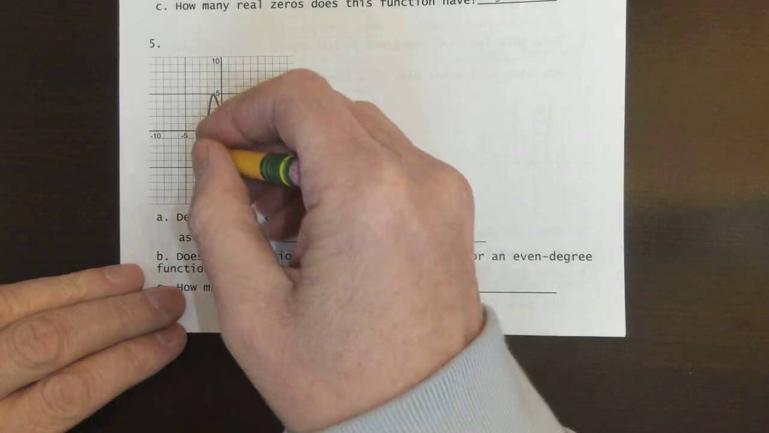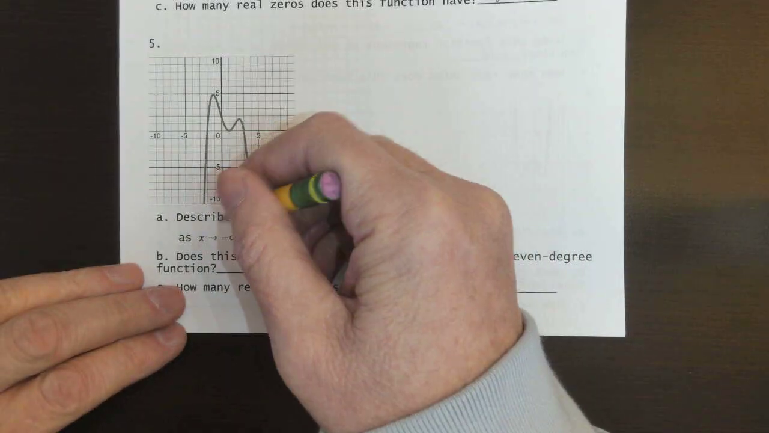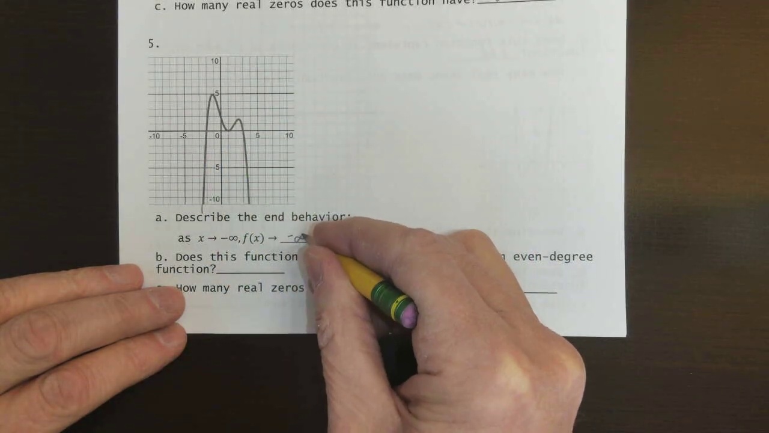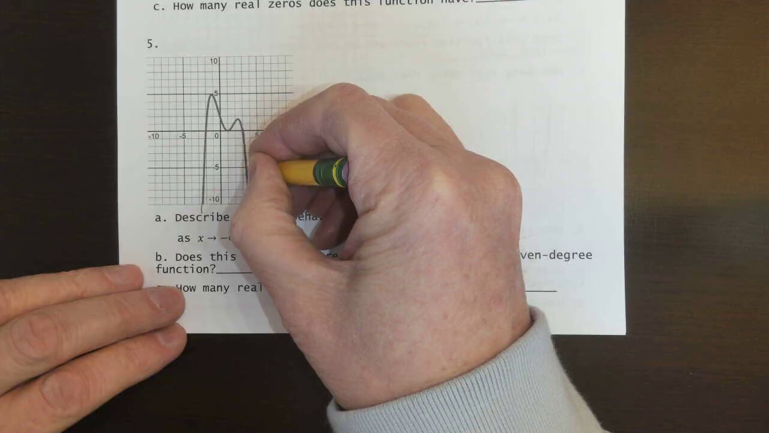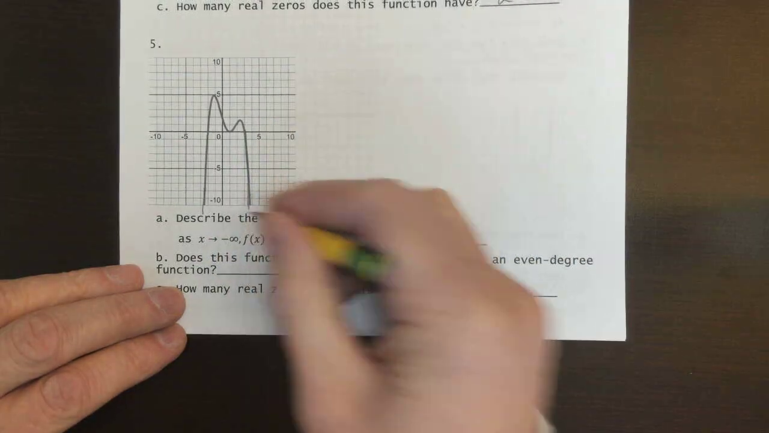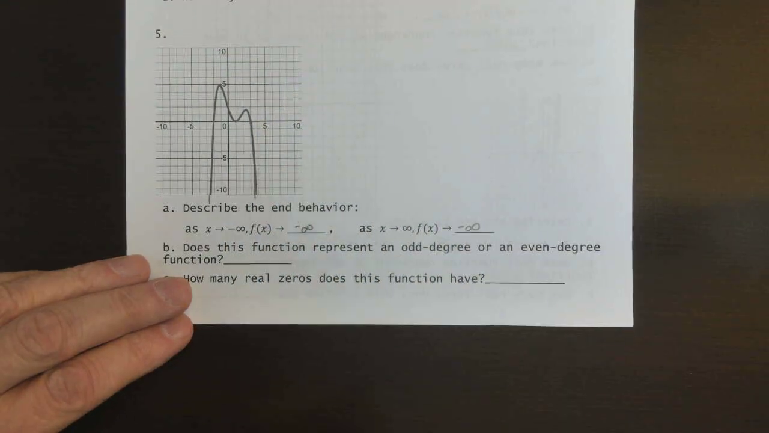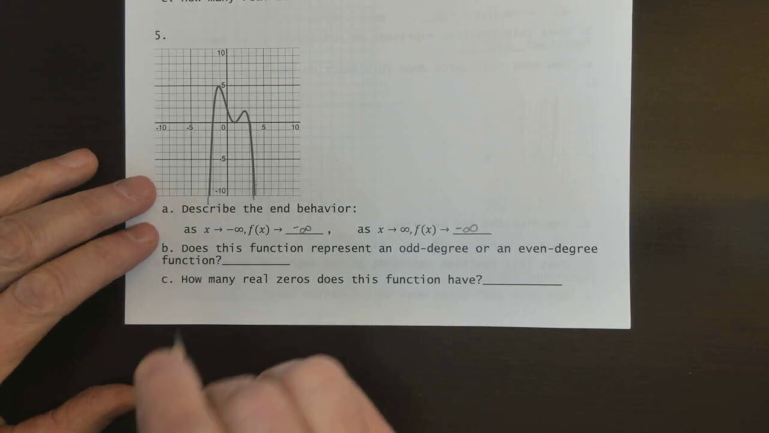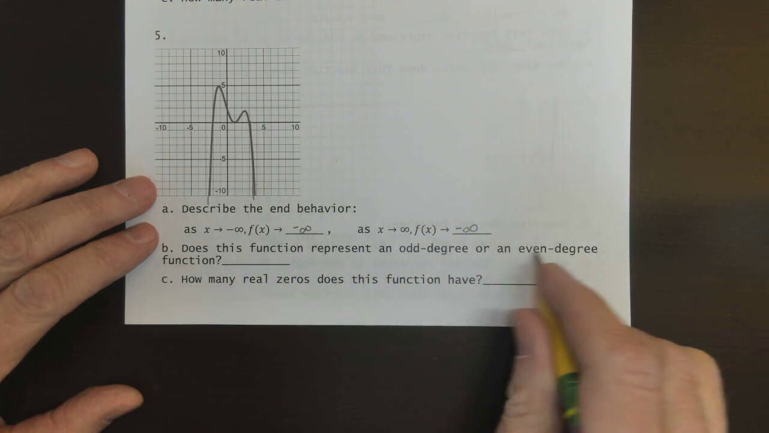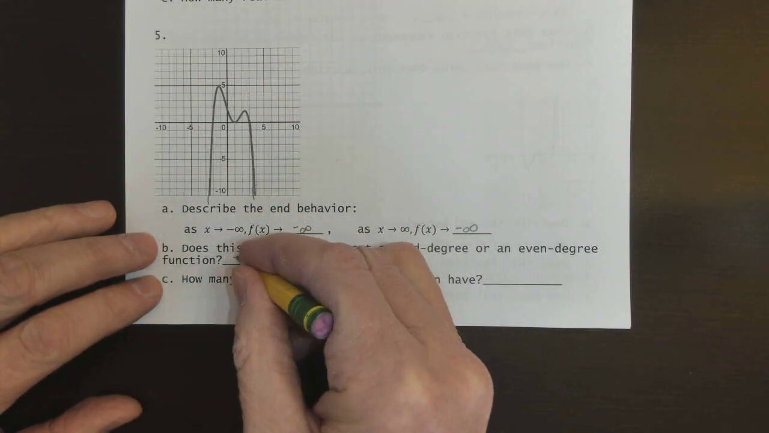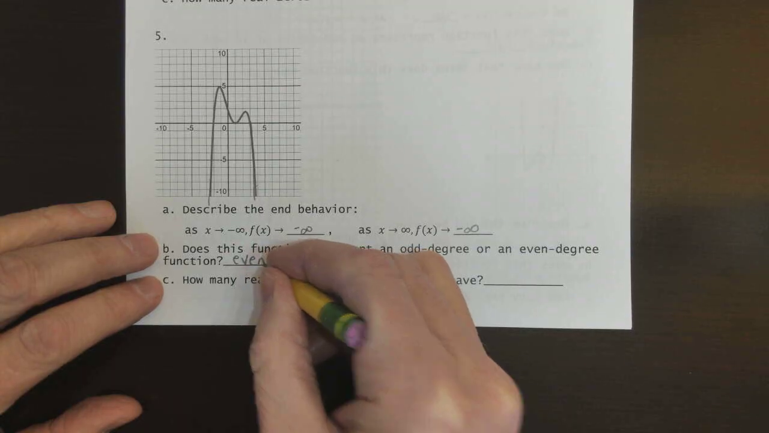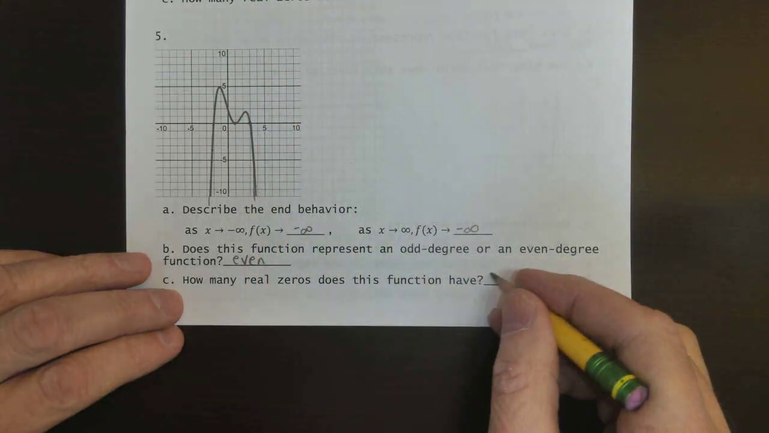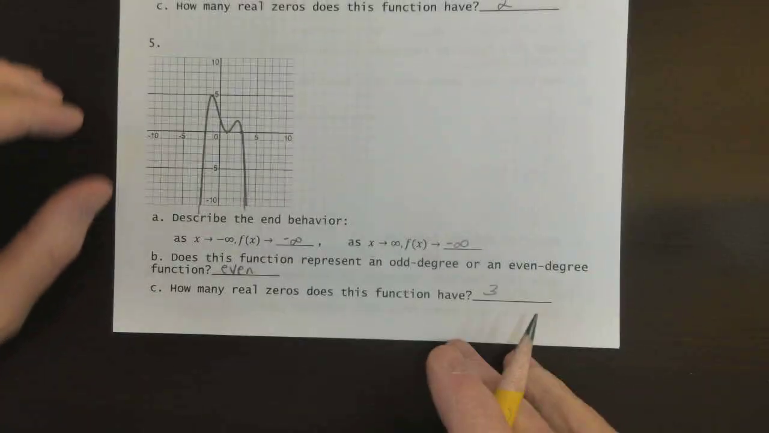Number 5, describe the end behavior. As x approaches negative infinity, f of x is approaching negative infinity. As x approaches positive infinity, f of x is also going to negative infinity. Both ends are going down. Does this function represent an odd degree or an even degree? Both ends down or both ends up is an even degree. And I count 1, 2, 3 real zeros on this one.